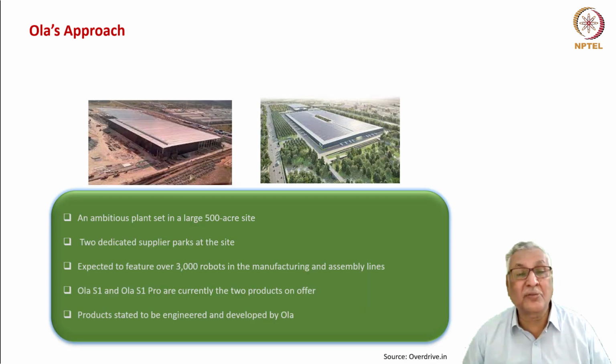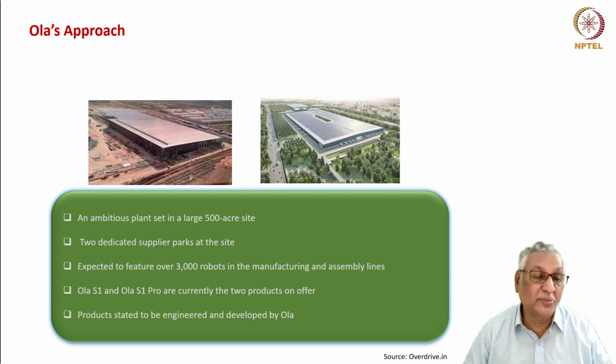Ola's approach is completely different. It has planned an ambitious plant in a large 500-acre site. It has also established two dedicated supplier parks at the site. The company wants to establish as many as 3,000 robots in the manufacturing and assembly lines. By way of comparison, Maruti Suzuki, which has a tradition of passenger car manufacture for nearly 4 decades, has 7,000 robots on its lines. Ola S1 and Ola S1 Pro are currently the two products on offer.